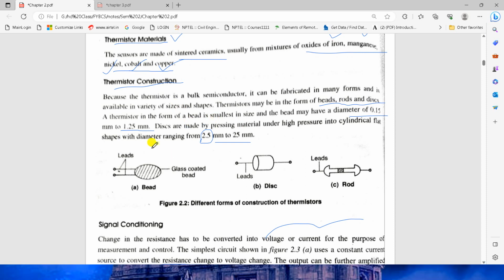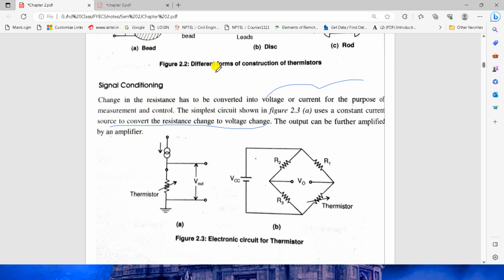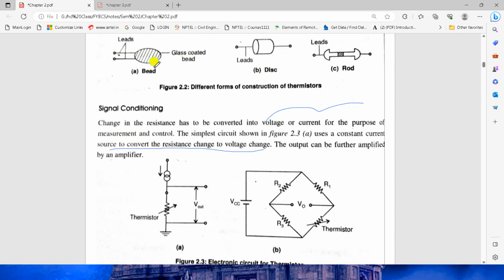The discs are made by pressing the material under high pressure into a flat cylindrical shape, with a diameter ranging from 2.5 mm to 25 mm. Signal conditioning. Okay, here these are the sensors.